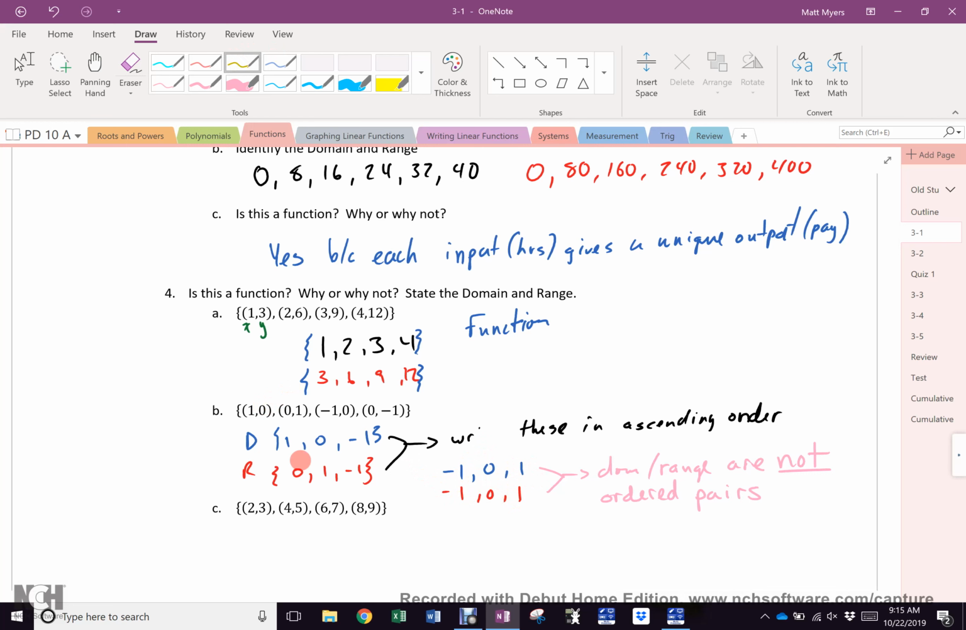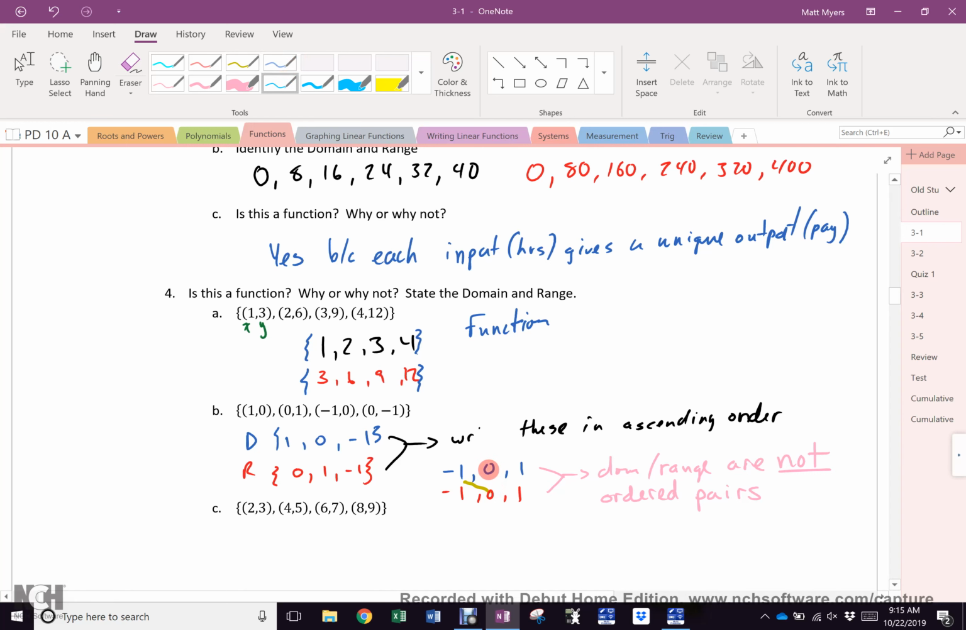Which is the input, the domains in blue or the ranges in red? Domains in blue are the input. So let's check negative 1. What are the possible outputs if I input negative 1? Negative 1 goes to what output? 0. Is that unique? Yeah. So if I just want negative 1, it's a function, yeah? Okay.